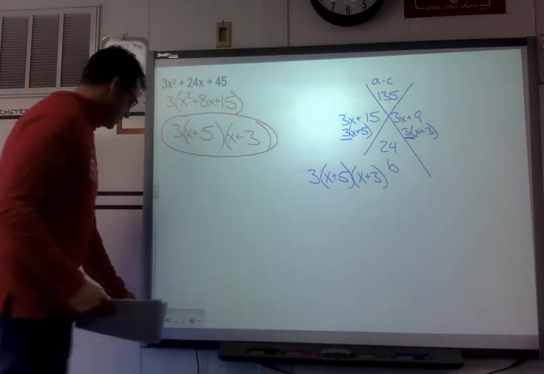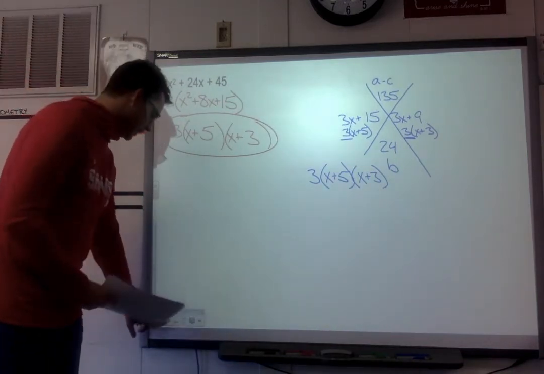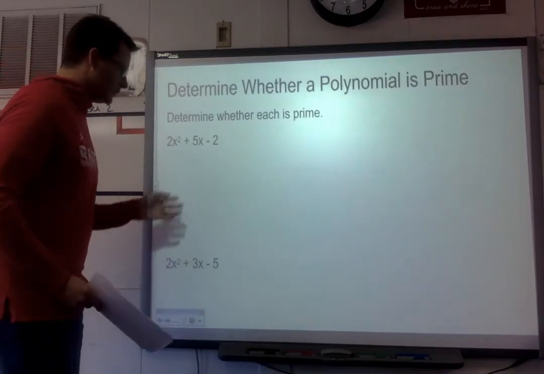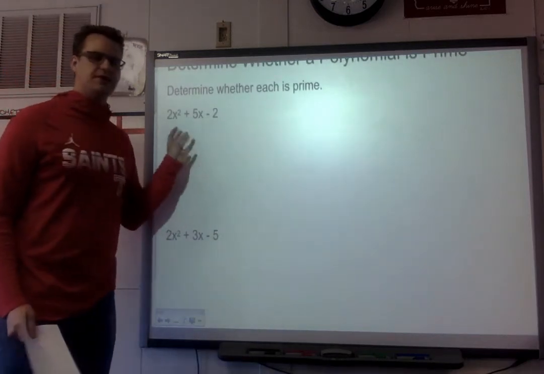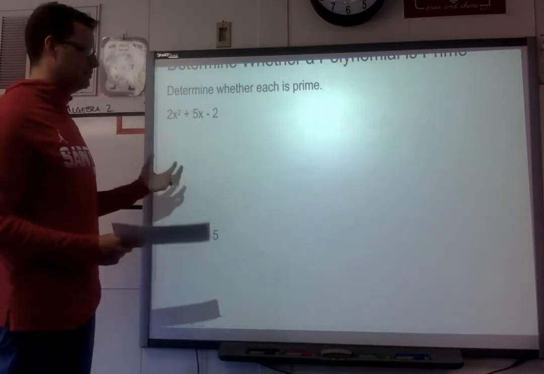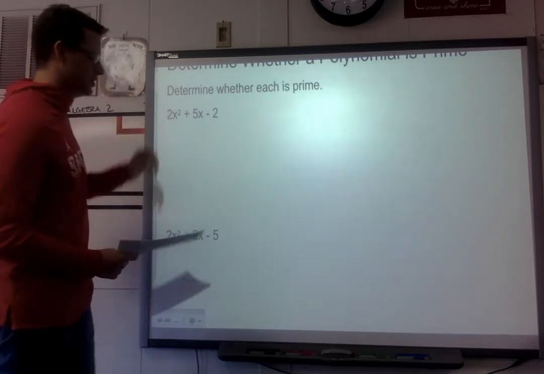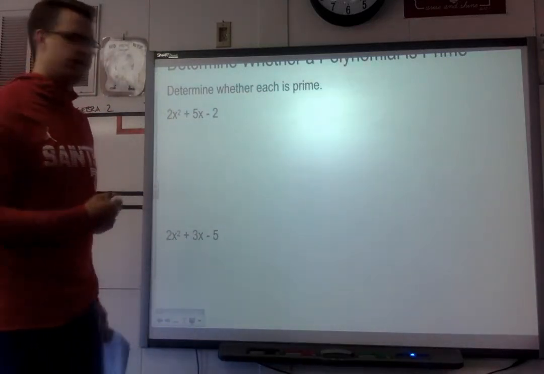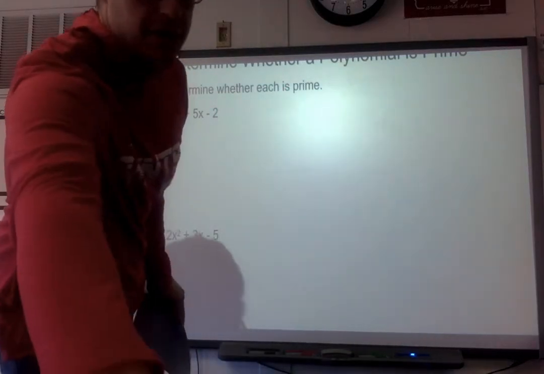So next is determining whether a polynomial is prime. What it means for a polynomial to be prime is, can we factor it using the methods that we have learned of factoring? Now, every polynomial can be factored using the quadratic formula. We haven't gotten to that yet, so for today we're just going to be worrying about the methods that we have learned for factoring. And if it can't be factored that way, that means that it is a prime polynomial.